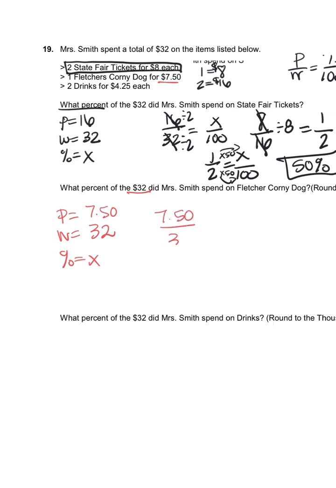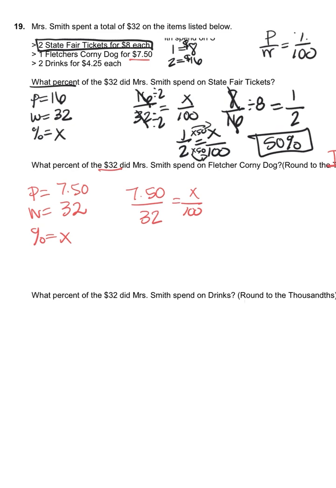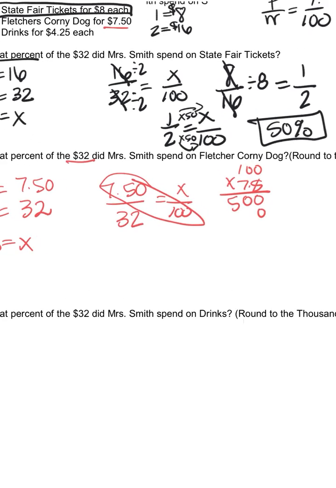So 7.50 over 32 is equal to, not X, sorry. That needs to be an equal sign. Equal to X over 100. 32 cannot go into 100, and I cannot simplify 7.50 over 32 nicely. So what I am going to do is cross product. I'm going to do 100 times 7.5. 5 times 0 is 0. 5 times 1 is 5. When I'm done with the 5, I have to put a 0 for a placeholder.